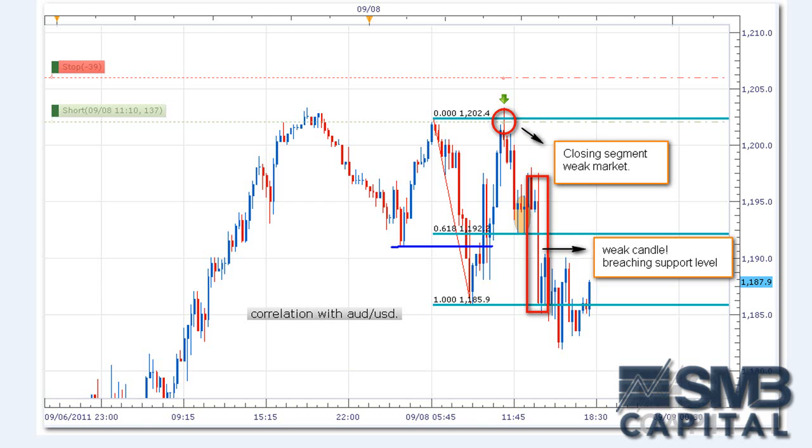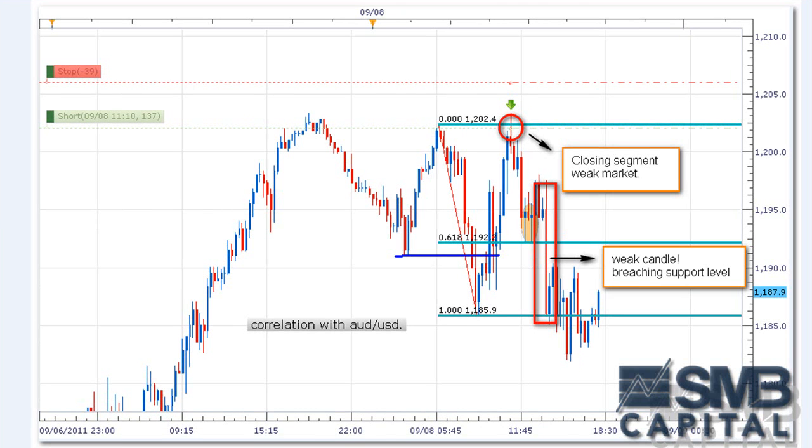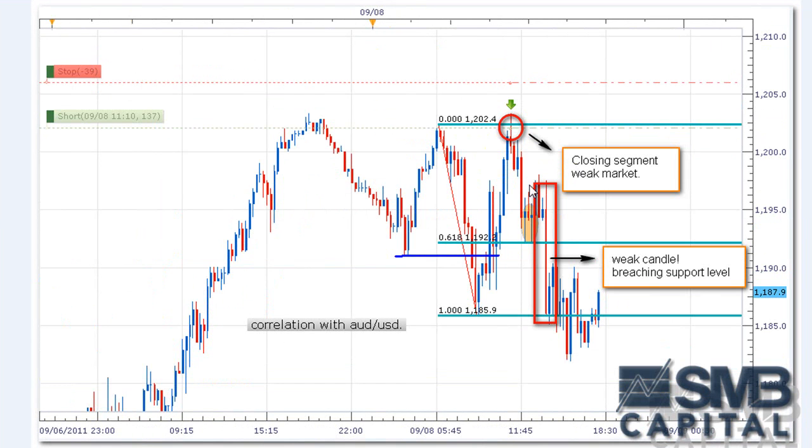So in this case, we have correlations. Where do they actually work best? Correlations work best when it's an area of major decisions, so once two or more pairs are making the same decision. In this case, we have the S&P in a weak position at the top level of the market, and we have the Aussie US dollar with the same thing, at top levels on our 30-minute chart. So both pairs correlated to the downside.